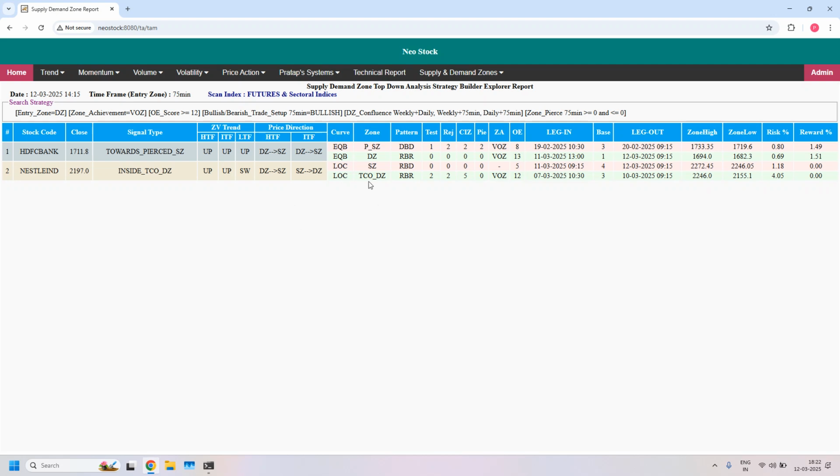That means in both these stocks, these 75 minutes demand zones are overlapped with daily demand zone. Both together again overlapped with weekly demand zone. And weekly trend is up in both the stocks. If any of these stocks are having weekly demand zone with weekly EMA confluence, then that is having even more high probability to get the success.